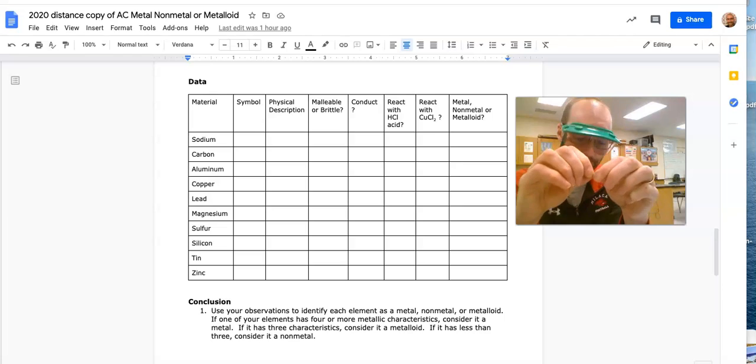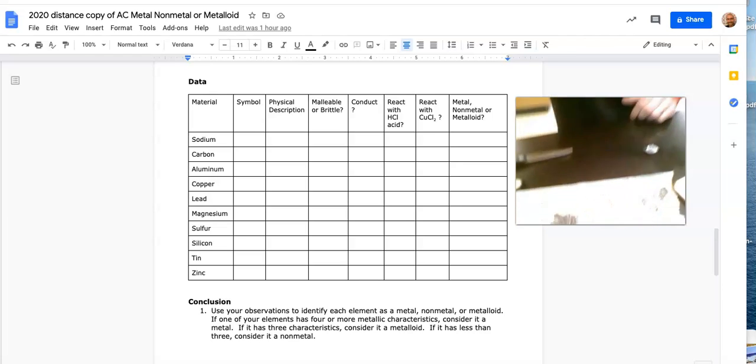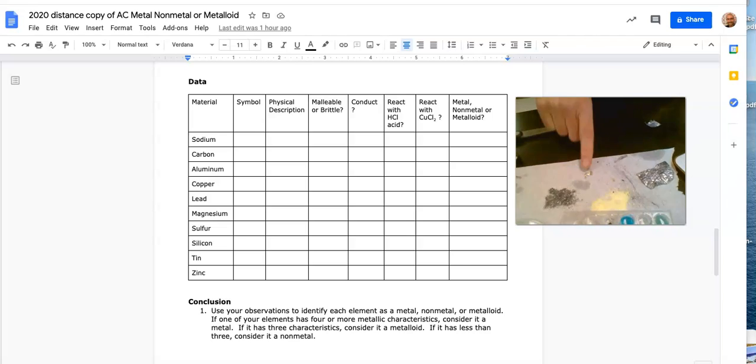Is it a conductor? Well, let's check it out. Here's my little piece of tin foil. Here's my little conductivity tester. Bing. It does light up. Tin is a conductor. Let's see what happens when we put it with acid.